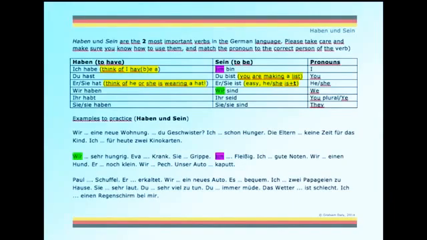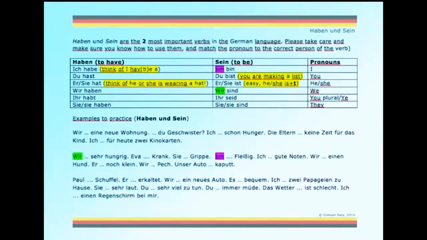Firstly, I want you to write down the word haben in your copybook. Haben is spelled H-A-B-E-N. That means to have. Now, I want you to have a space, and after haben, I want you to write the verb sein. S-E-I-N. Now that means to be.